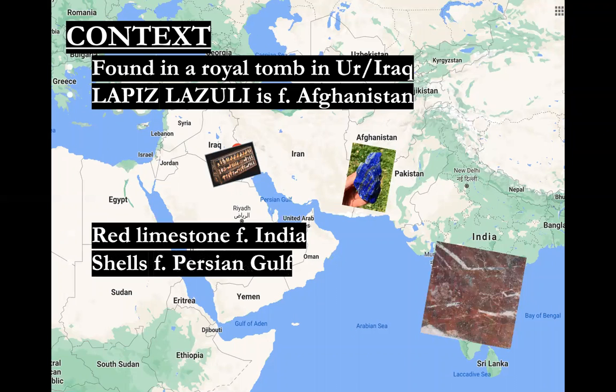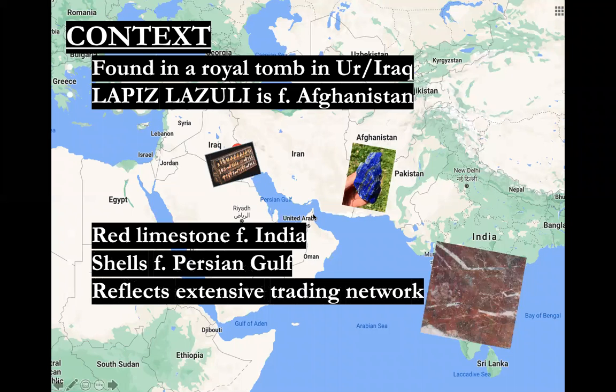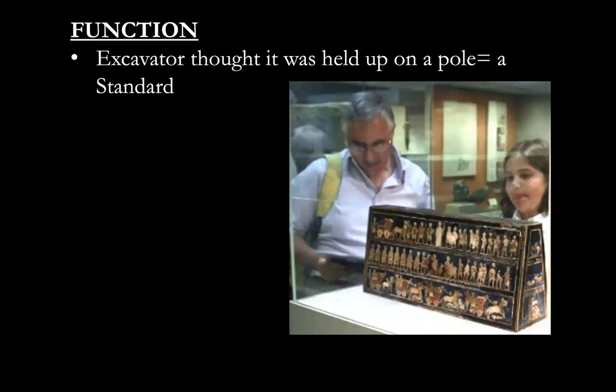The shell is from the Persian Gulf, which is here. That's not too far away. But all of this reflects an extensive trading network. So we're learning about their society through the materials and what it's depicting.